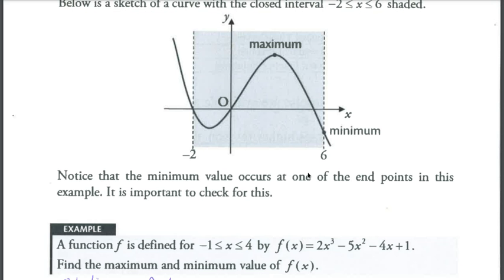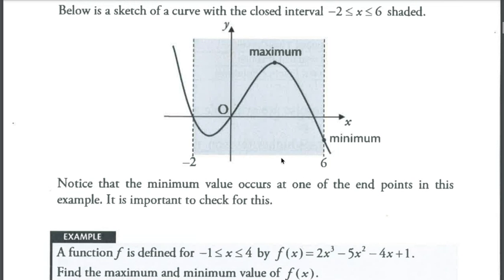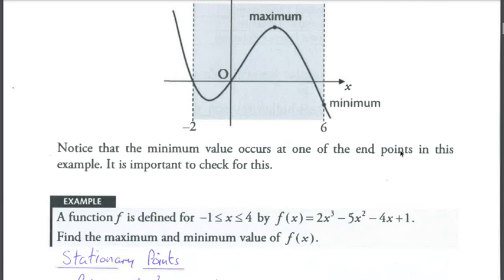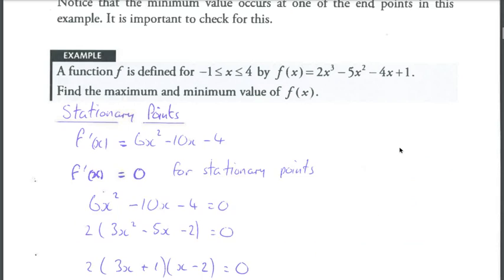So looking at maximum and minimum values within a closed interval. Again, we need to find the turning points. And then after that, we need to look at each end of the interval and see if the points at the end of the interval are any higher or lower than the turning points. So let's go into an example.